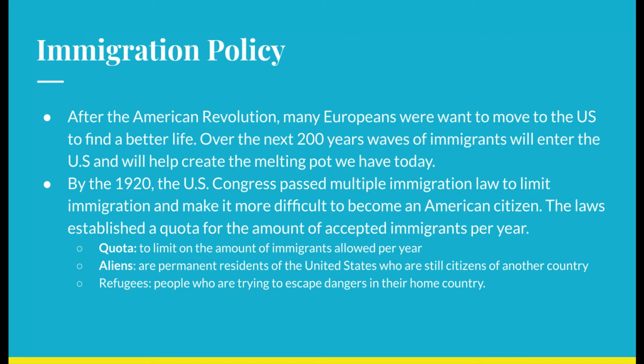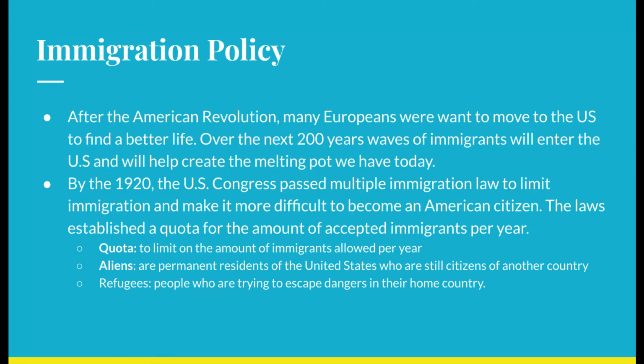Immigration policy. After the American Revolution, many Europeans wanted to move to the United States to find a better life. Over the next 200 plus years, waves of immigrants entered the United States and helped create the melting pot that we have today. By 1920, the United States Congress had passed multiple immigration laws to limit immigration and make it more difficult to become an American citizen. Not because they didn't want more American citizens, but because they wanted to regulate how many people were coming into the country so that they could make it safer.